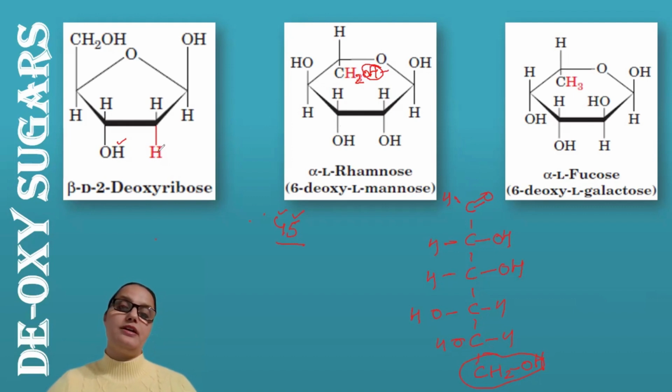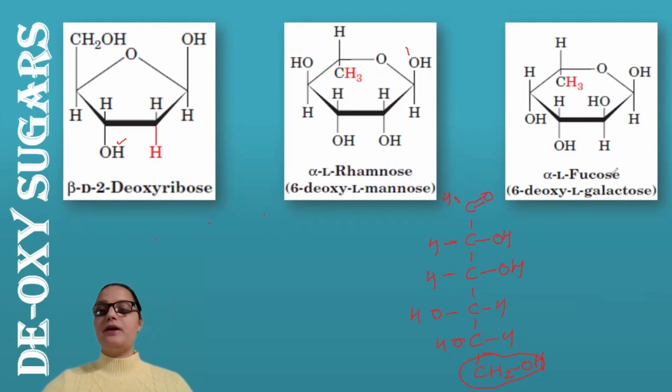Just the way from here, OH was removed. Again, this OH is removed and it is replaced by additional H over here, due to which this CH3 is formed. So again, a group containing oxygen has been removed, which means oxygen has been removed. So that's why this is also a deoxy sugar, right? This is deoxymannose, just as it was deoxyribose. Now there is a general name for deoxymannose, which is rhamnose.